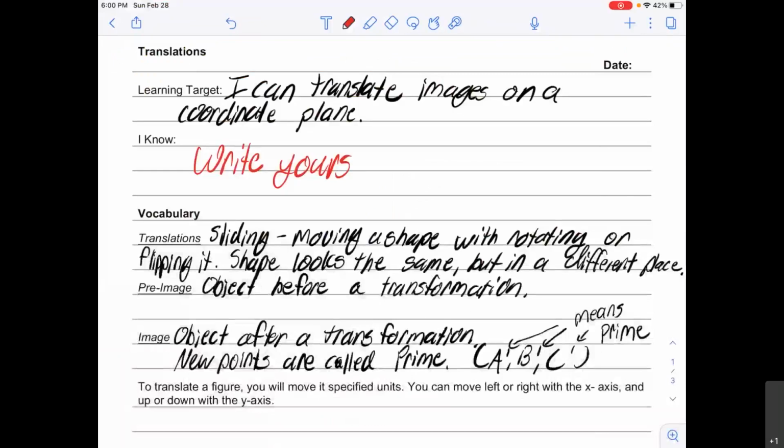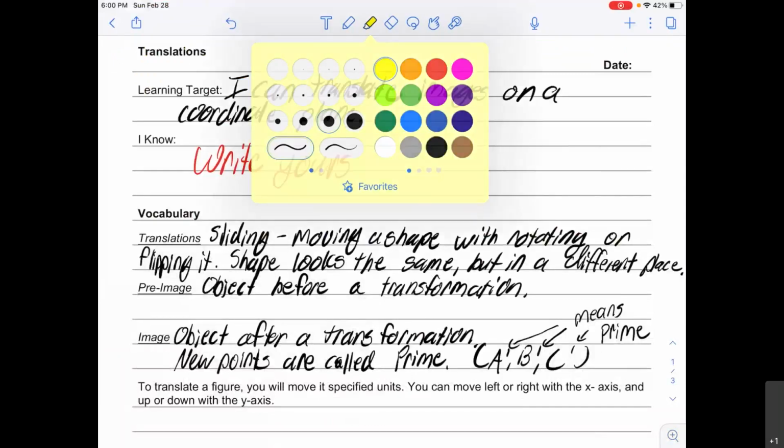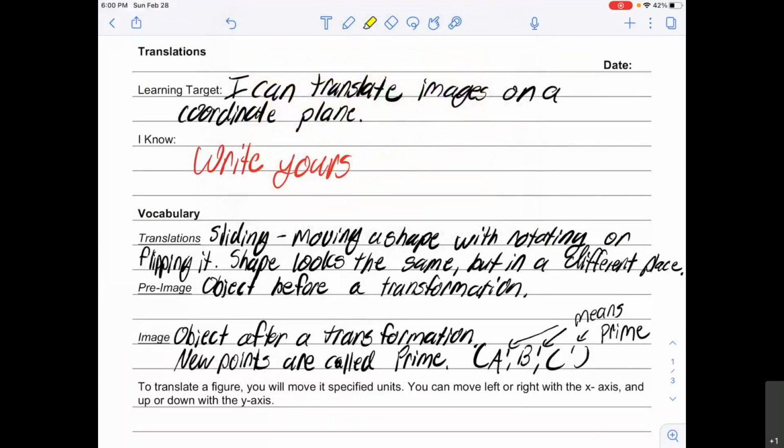For today's video, we are talking about translations, and this is for our new unit on geometry. So, our learning target is I can translate images on a coordinate plane. Please write down the date you're watching this for your own records.